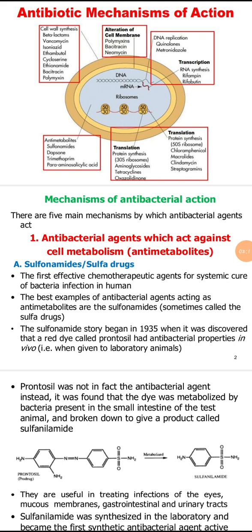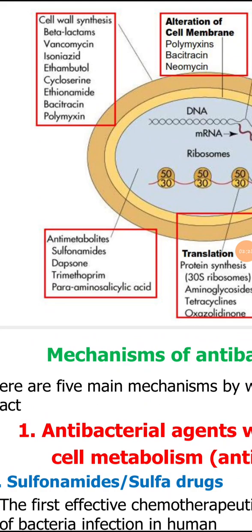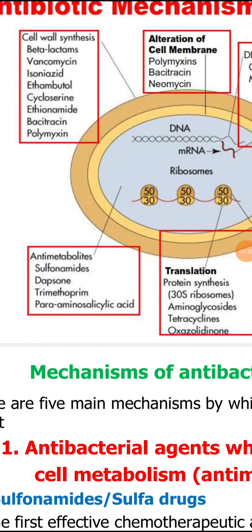Also, these antibacterial compounds are classified based upon their antibiotic mechanism of action. Number one, bacterial cell wall synthesis inhibitors like beta-lactams, vancomycin, isoniazid, ethambutol, cycloserine, bacitracin, polymyxin. They are bacterial cell wall synthesis inhibitors. Second, antimetabolites like sulfonamides, dapsone, trimethoprim, para-aminosalicylic acid.